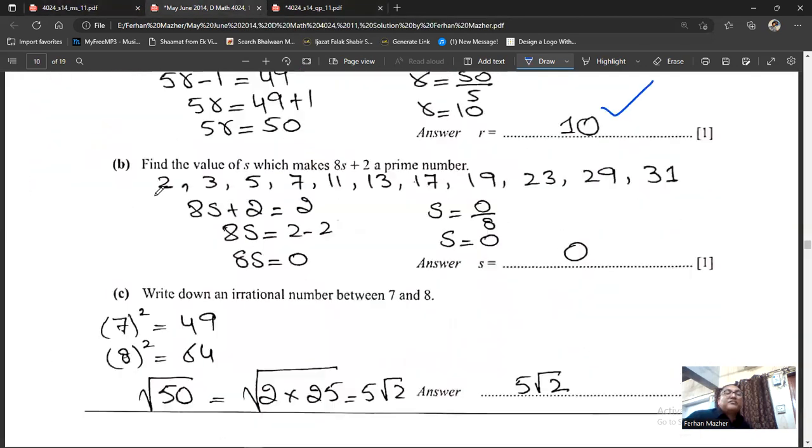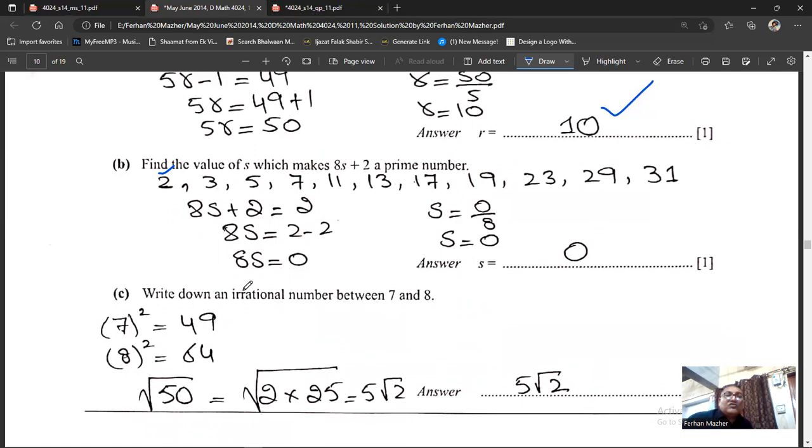Okay, so prime numbers are 2, 3, 5, 7, 11, 13, 17, 19, 23, 29, 31. So I suppose, first prime number is 2. I'm trying this one. So 2s plus 2 is equals to 2. So 8s is equals to 2 minus 2. 8s will be equals to 0. S will be equals to 0 divided by 8, and the s is 0.